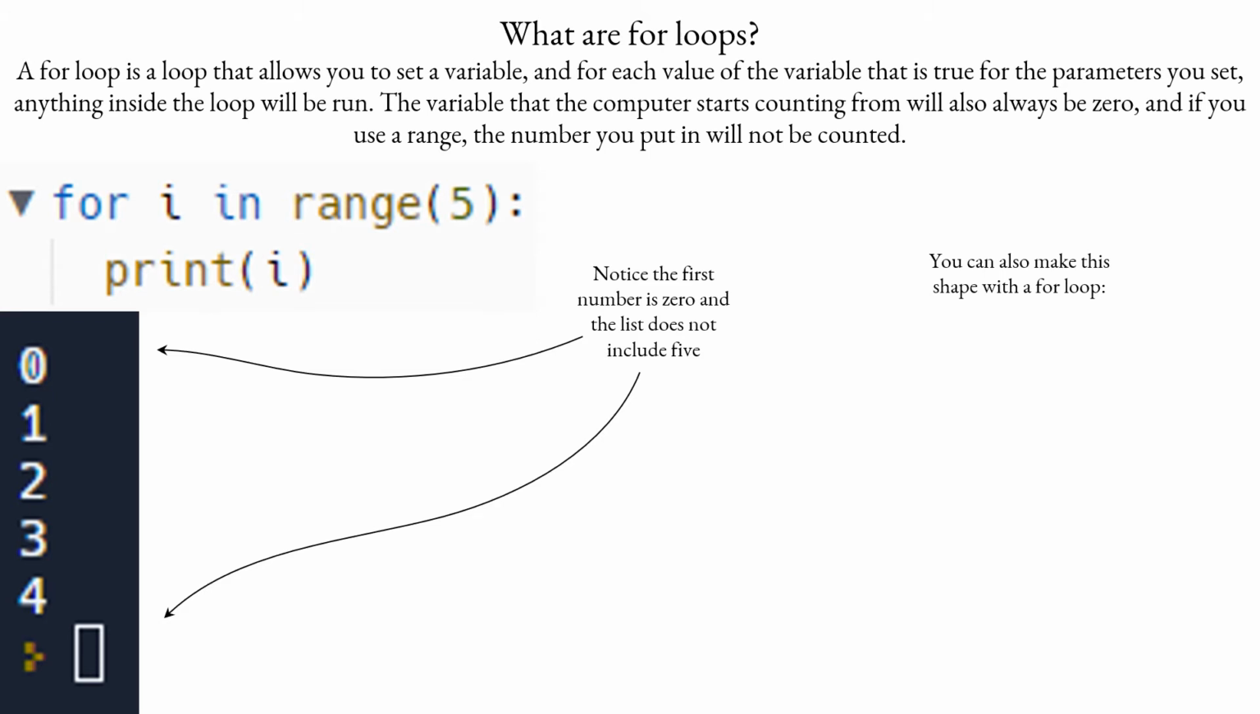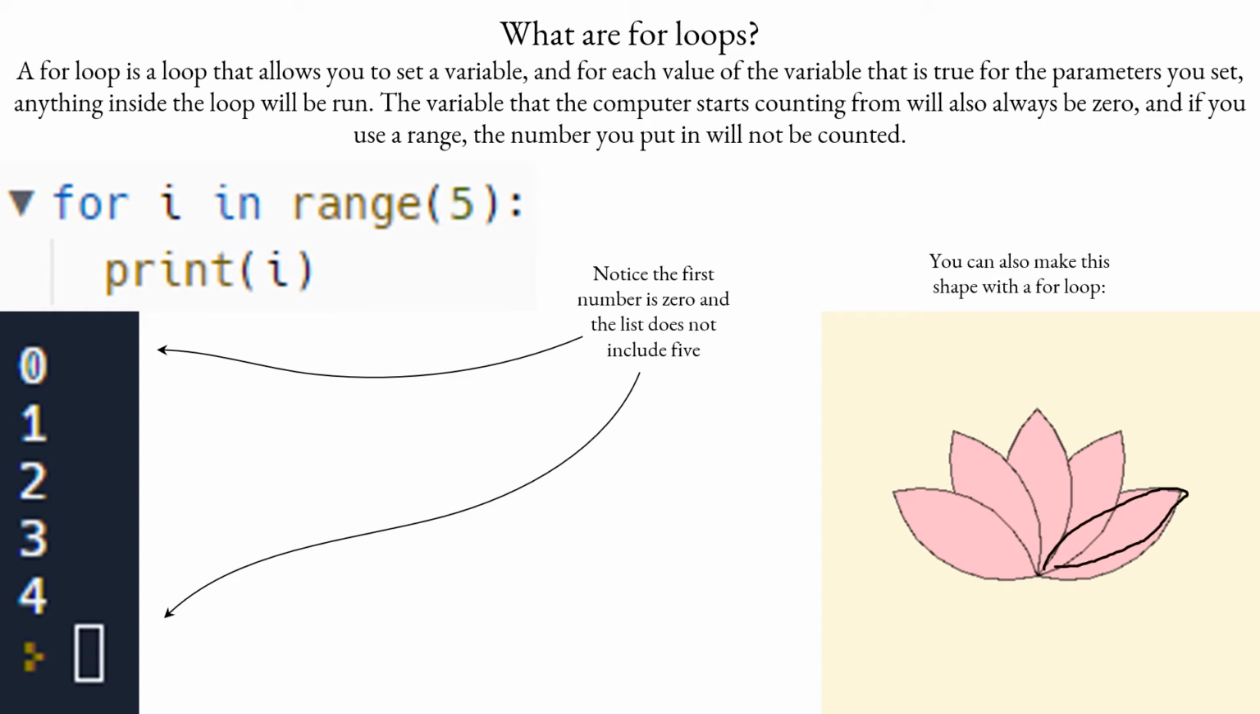You can also make this shape with a for loop. Let's look at these petals. Each petal is made of this shape. If I draw 5 of these petals and fill them each with pink coloring, I can get this shape.